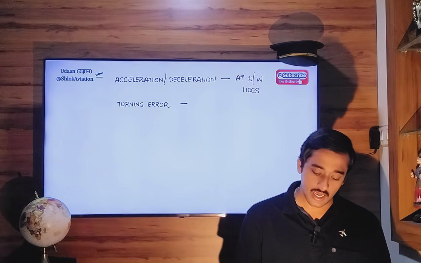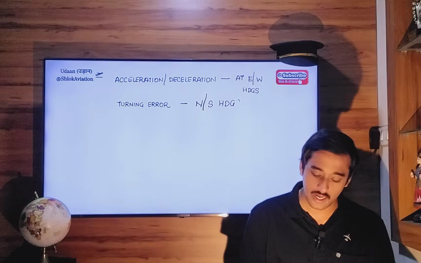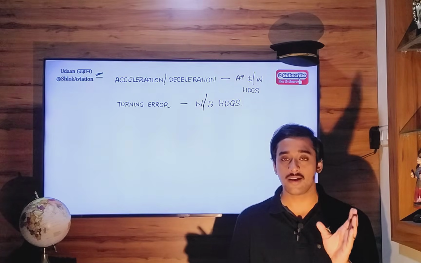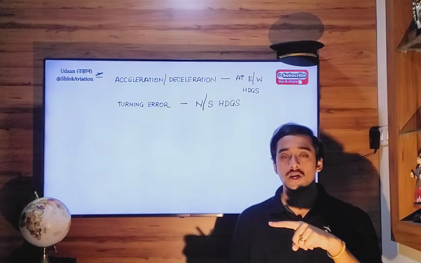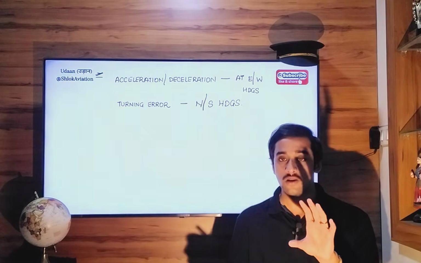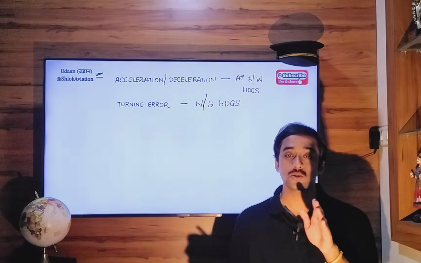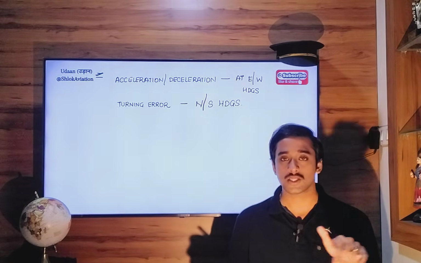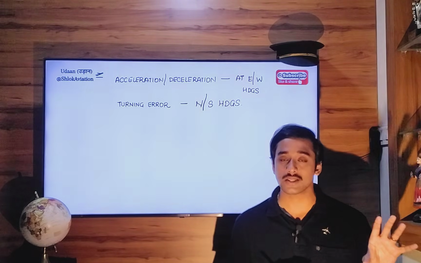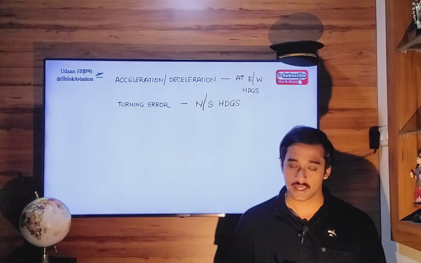Next, turning error. Turning error happens at north and south headings. So let's say you are in the northern hemisphere, you turn your aircraft to the north direction, that is 350, 360, 010. So when you turn your aircraft to the nearest north pole, there will be some kind of turning error. You are in the northern hemisphere, but you turn your aircraft to the south pole, that is south direction. Let's say from southwest direction to southeast direction, you are turning your aircraft through the south direction. Again, there will be a turning error. So turning error is restricted to north and south headings. Acceleration deceleration errors happen at easterly and westerly headings.